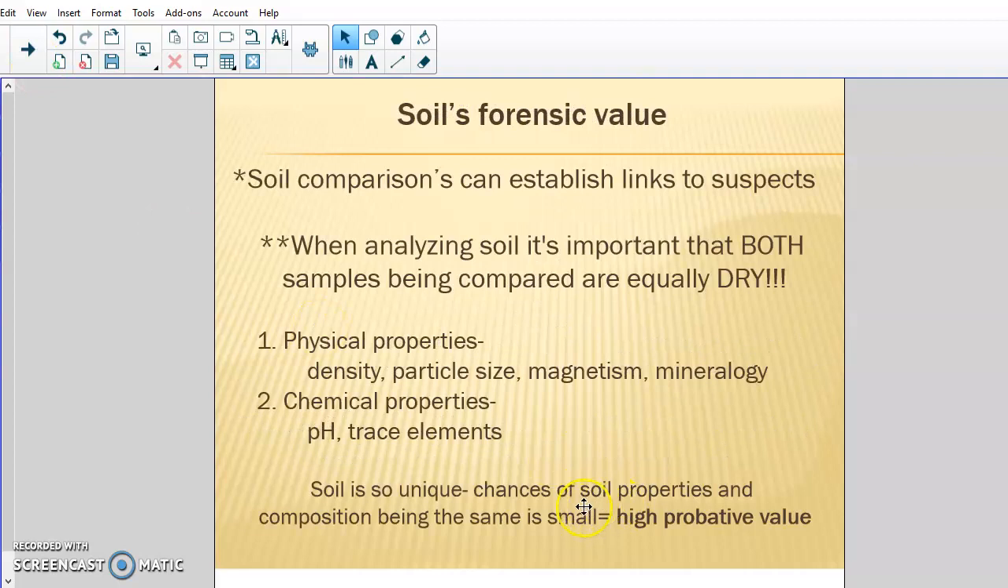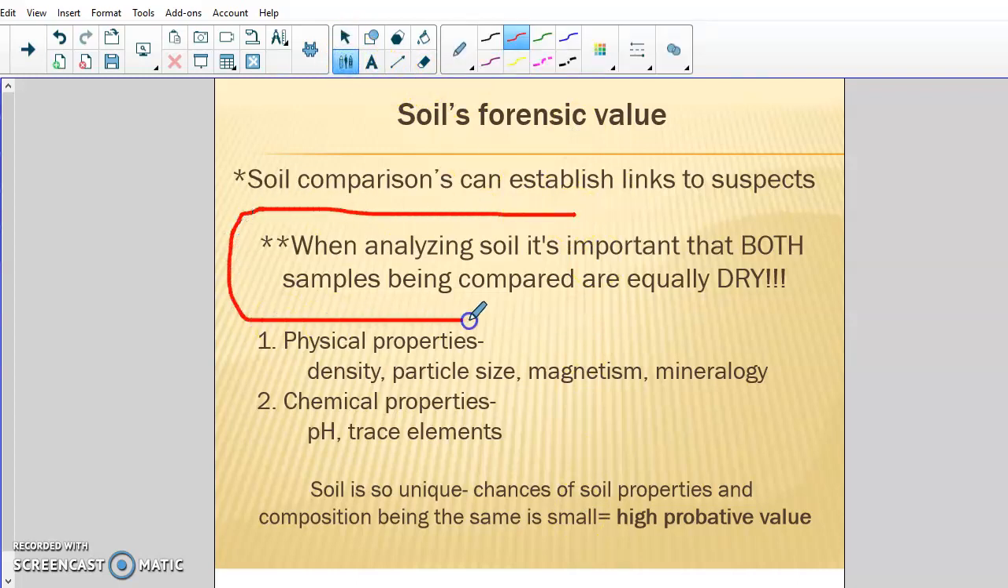So soil's forensic value. Let's talk about that a little bit here. Soil comparisons can establish links to suspects. So here's one of the big key takeaways. Please highlight this, star this, do whatever you need to do.